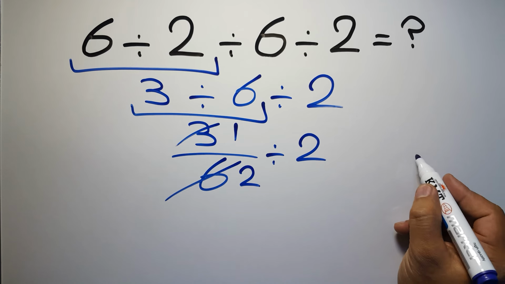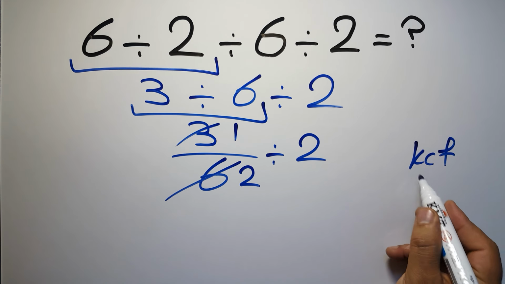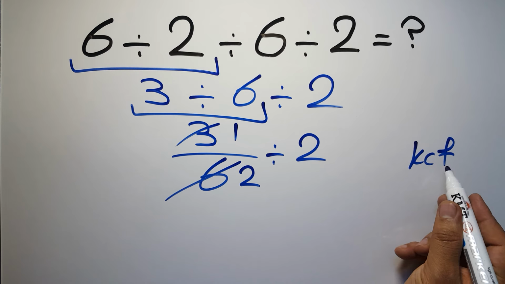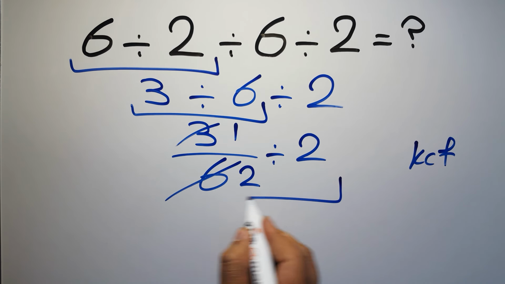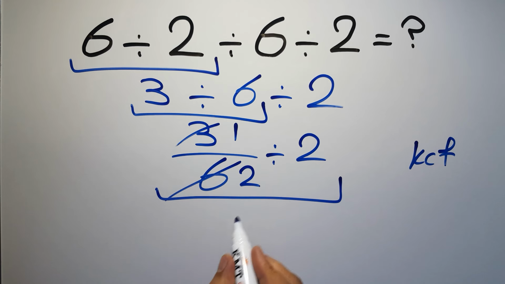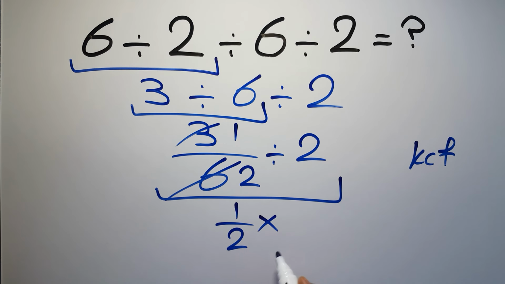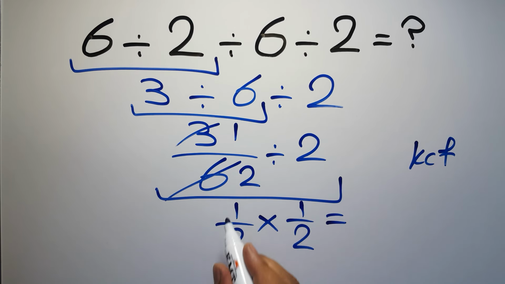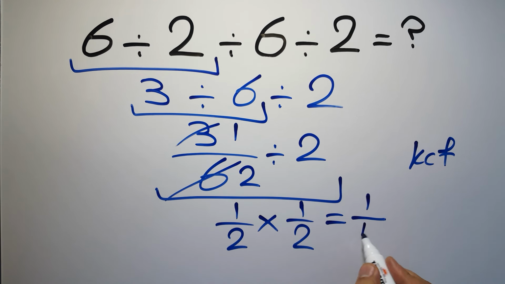Now, according to the KCF rule, K stands for keep, C stands for change, and F stands for flip. We can write keep the first fraction, change division to multiplication, and flip the second fraction. So we have 1 over 2 times 1 over 2, which equals 1 times 1 gives us 1. So 1 over 2 times 2, which equals 4.